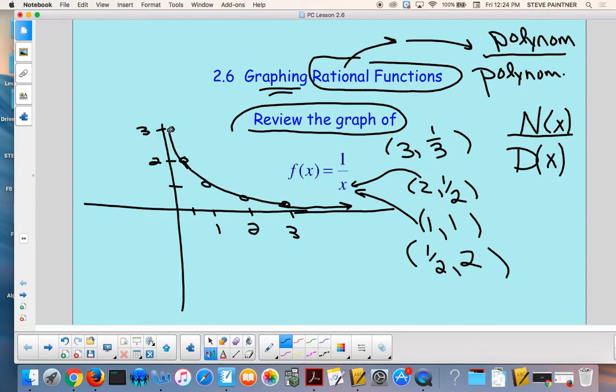Now what's going to happen as I keep getting closer and closer and closer to 0? It's going to approach the y-axis, but never touches. It's just going to keep going to positive infinity, right? Okay, so what happens is this. This is the y-axis. When you're looking at 1 over x, it doesn't penetrate the x-axis. It doesn't penetrate the y-axis.